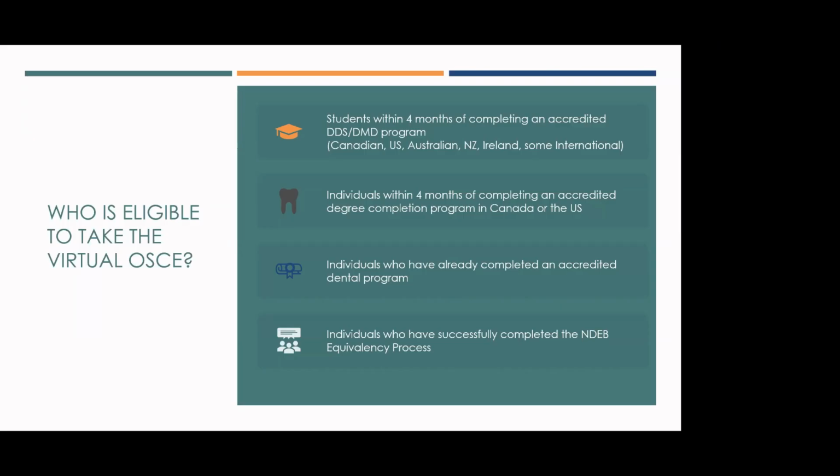The second group includes students that have completed or are within 4 months of completing a degree completion program in Canada or in the US. The last group of candidates is candidates who have completed the NDEB equivalency program and passed the AFK, the ACJ, and the NDEC exams.